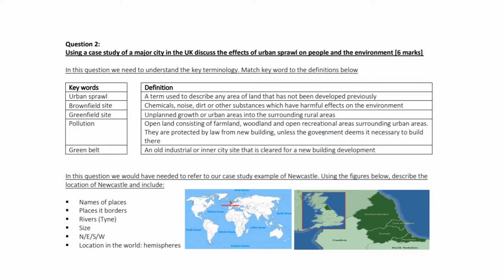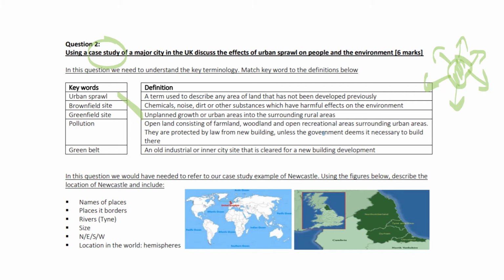So the most important one that we're going to do together is urban sprawl. And urban sprawl is this unplanned growth into the surrounding rural areas. So when there's no more space left in the city, so if this was our city, we build out. So we build into the surrounding countryside because there's no space left in the city. Now the question says using a case study, so we need to make sure that we make reference to Newcastle.